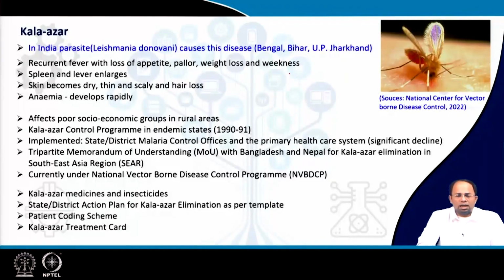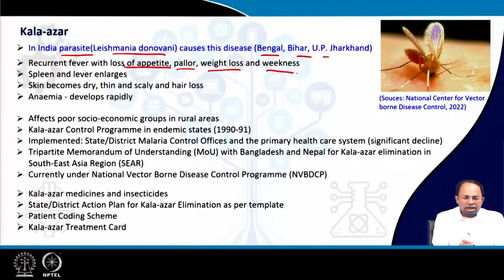Then coming to Kala-Azar, this is another vector-borne disease. It results from the parasite Leishmania donovani, and usually you find this in Bengal, Bihar, UP and Jharkhand. This is where fever comes recurrently and intermittently, multiple times. It results in loss of appetite, pallor, weight loss and weakness. The spleen and liver enlarge, the spleen particularly, and the skin becomes dry, thin and scaly, a lot of hair loss happens, and anemia develops rapidly. So it's a bad disease, and we should be really careful about Kala-Azar. Usually poor people, lower socioeconomic groups and people in rural areas are affected by Kala-Azar.